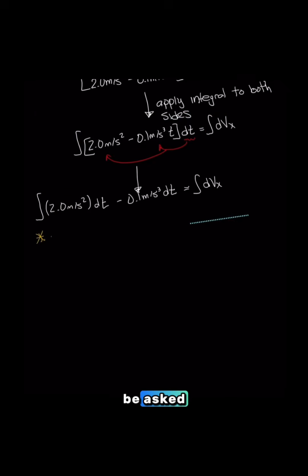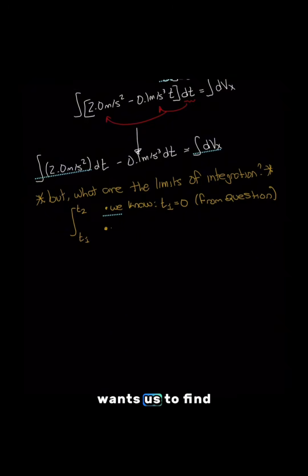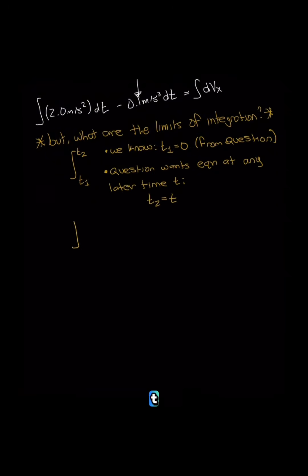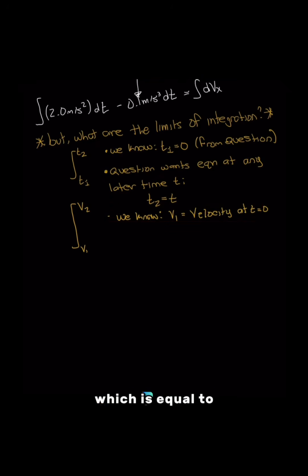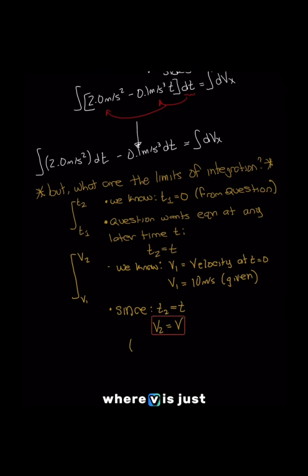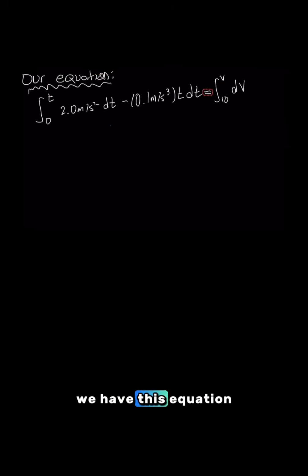And the question can be asked, what are the limits of integration? So for t1 and t2, we know t1 is equal to 0 from the question. And we know that the question wants us to find the equation at any later time t. So t2 is just going to be equal to t. For the velocity integral, we know v1 is equal to the velocity at t equals 0, which is equal to 10 meters per second. And then for v2, it's just going to be equal to v, where v is just the velocity at any later time t. So with these limits of integration, we have this equation here.